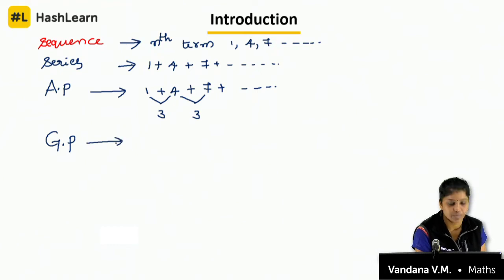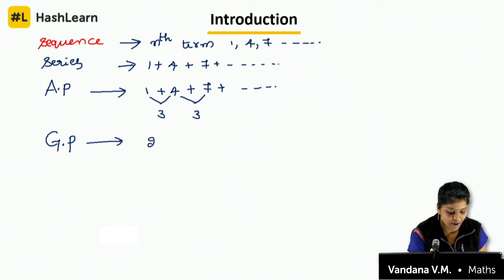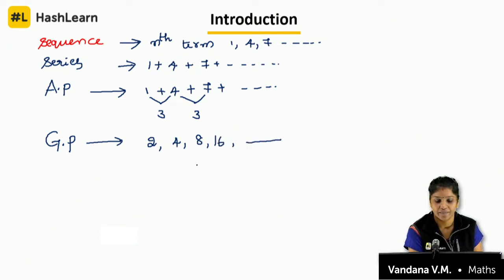Today we are going to learn about the geometric progression, where there is a common ratio, like if you have a pattern 2, 4, 8, 16 and so on.